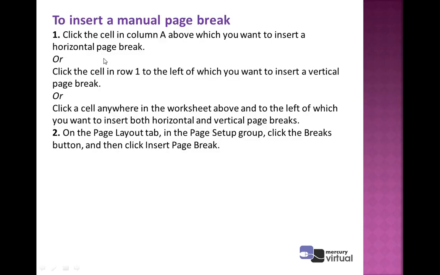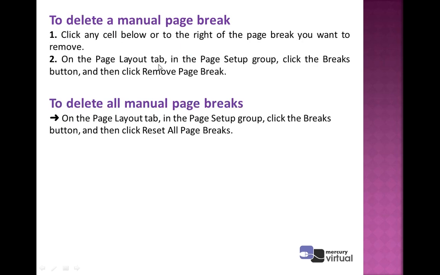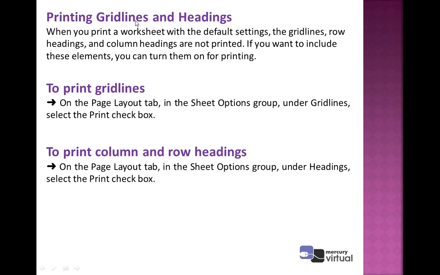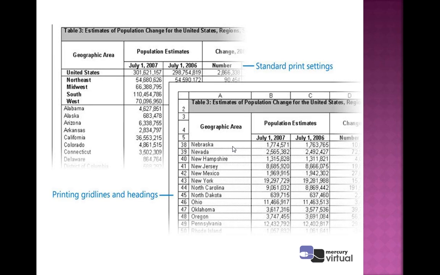Then we have covered how to insert a manual page break, means how to insert a hard page break. Then we have covered how to delete a manual page break. We also covered how to delete all manual page breaks, and how to print the grid lines and headings. Simply click on the checkbox that is available in the Page Layout tab in the Sheet Options group, and then grid lines will appear or disappear depending on whether the checkbox is enabled or disabled.